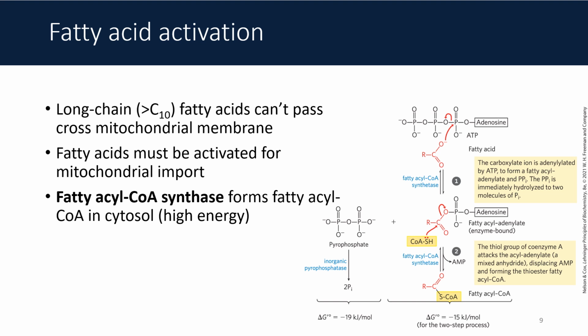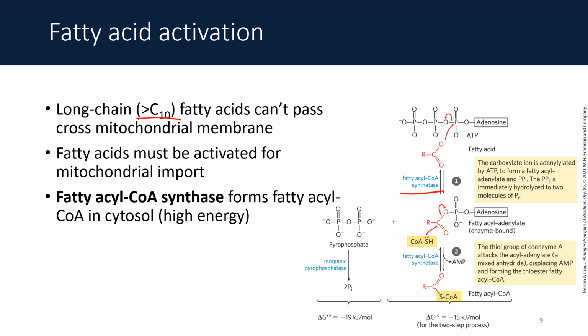The problem is, though, that any fatty acid that's considered long chain, let's say longer than 10 carbon units, isn't able to diffuse freely across the inner mitochondrial membrane. So we need to activate long-chain fatty acids first by conjugating it to coenzyme A within the cytosol. And the enzyme responsible for this transformation is fatty acyl-CoA synthetase.